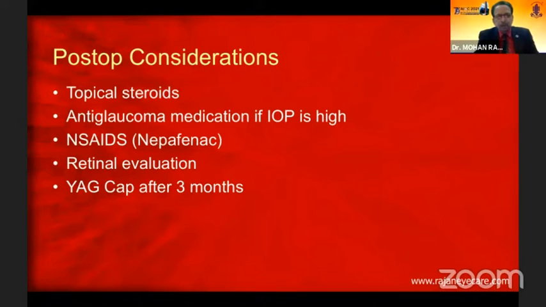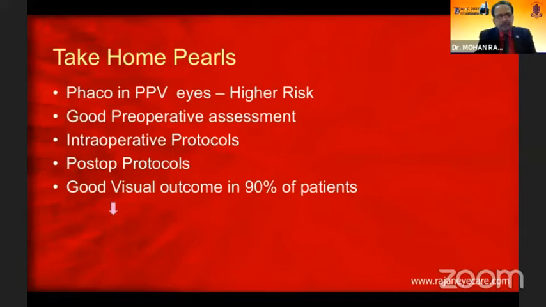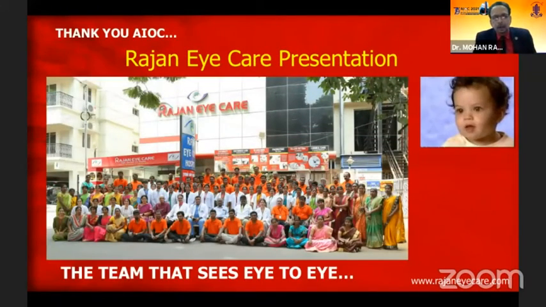Postoperatively: topical steroids, anti-glaucoma medication, NSAIDs, retinal evaluation, and YAG capsulotomy after 3 months if necessary. Phaco with a pupil device carries higher risk, so good preoperative assessment is necessary. Intraoperative protocols you have to follow very religiously, and postoperative protocols also. You get a good visual outcome in 90% of the patients, provided you follow all the protocols very strictly.